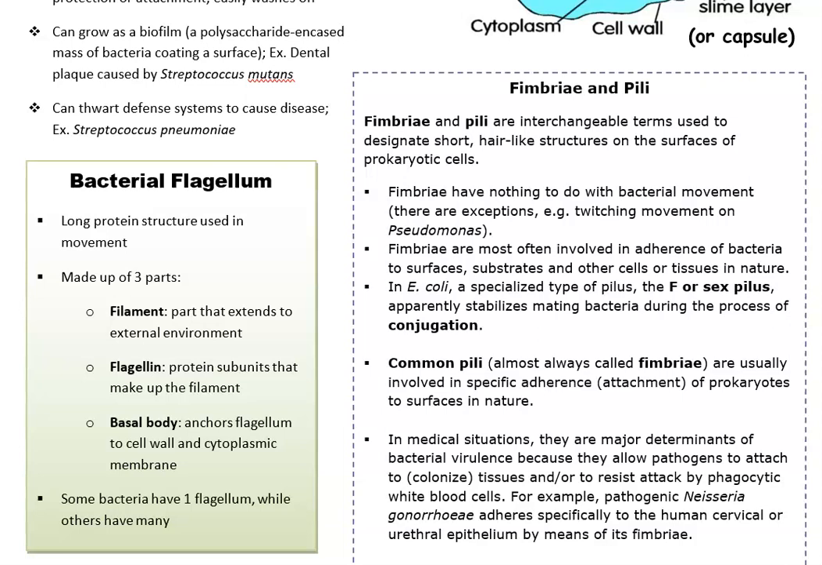Common pili, almost always called fimbriae, are usually involved in specific adherence or attachment of prokaryotes to surfaces in nature. In medical situations, they are major determinants of bacterial virulence because they allow pathogens to attach to or colonize tissues and/or to resist attack by phagocytic white blood cells. For example, pathogenic Neisseria gonorrhea adheres specifically to the human cervical or urethral epithelium, which are the skin cells, by means of its fimbriae.